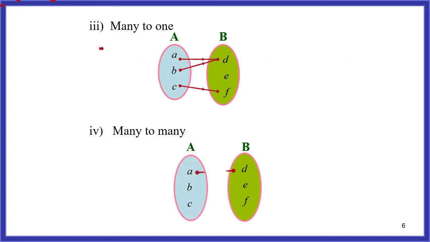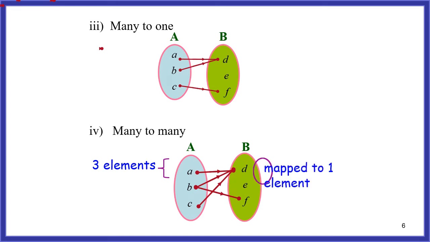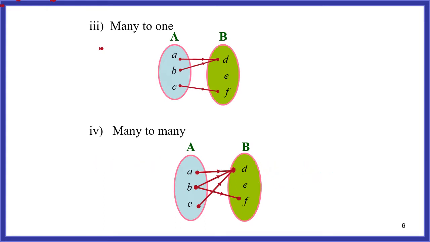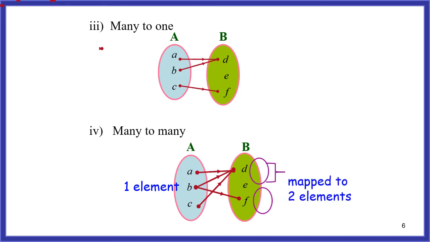And the last one is many to many. So it can be many to many also. For this one, A and B are mapped to D, and also C is mapped to D, so many to one. And then B also can map to many elements, which are D and F. That's why it's called many to many.